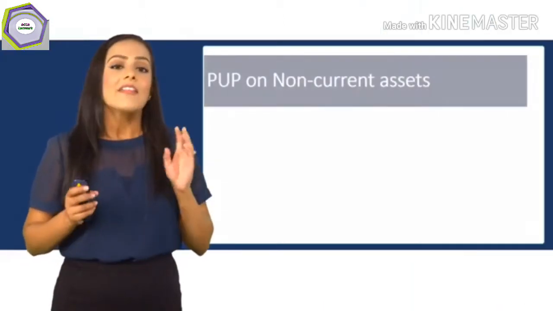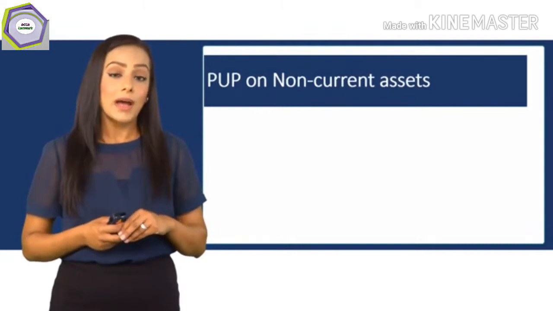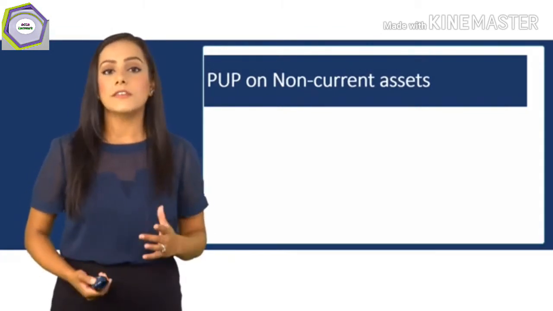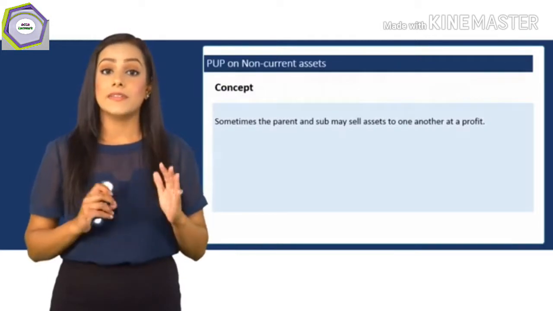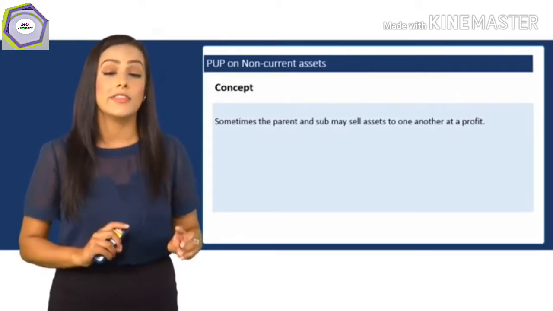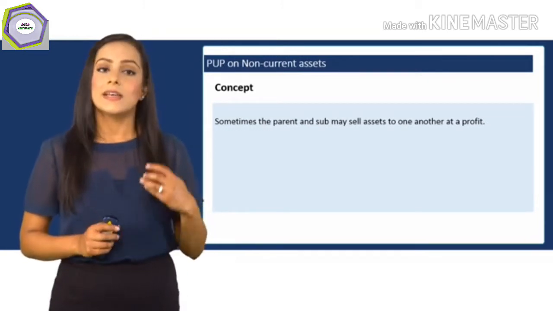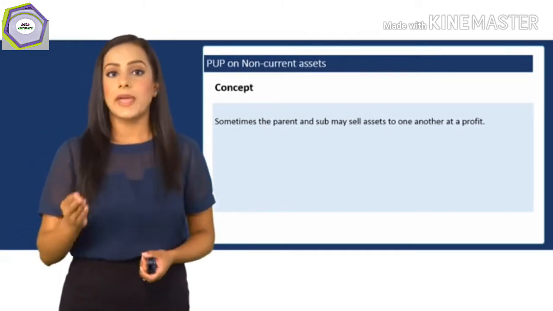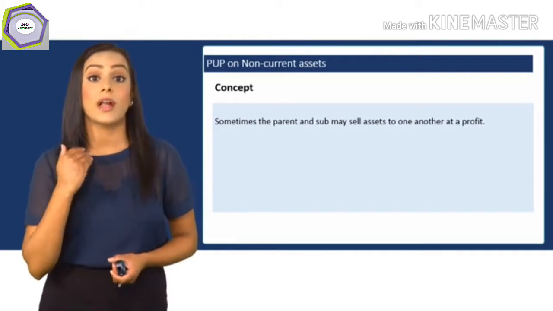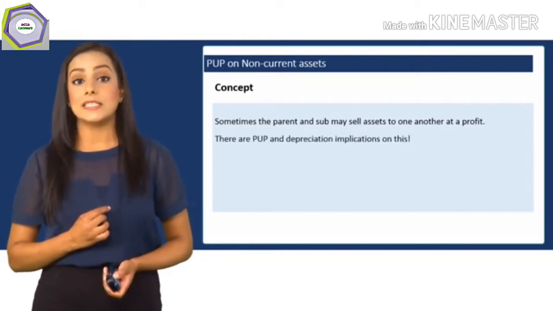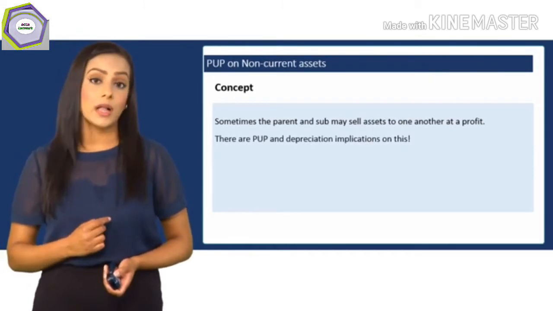Hi guys, this video is going to be on PUP on non-current assets. Now we've seen in another video that the parent and the subsidiary can sell goods to one another, making a profit, and this profit must be eliminated. Similarly, sometimes the parent and the subsidiary may sell non-current assets to one another, and this has to be eliminated by means of a PUP adjustment as well.